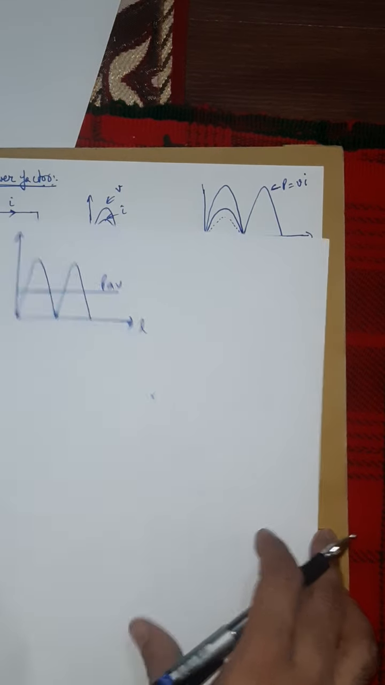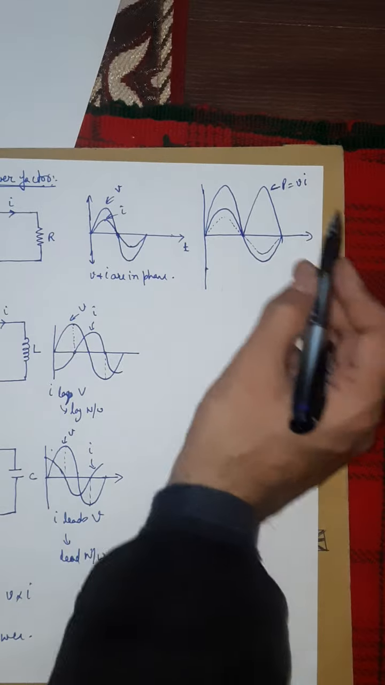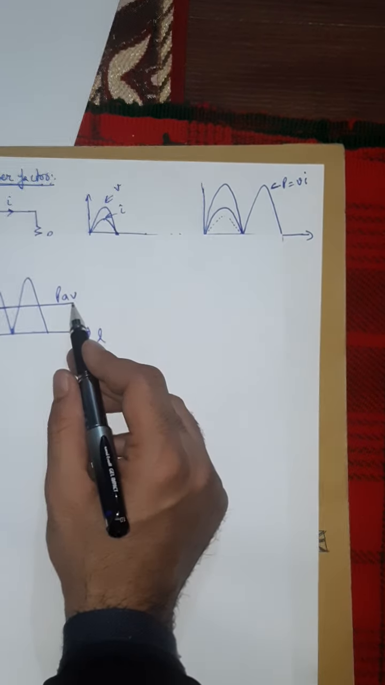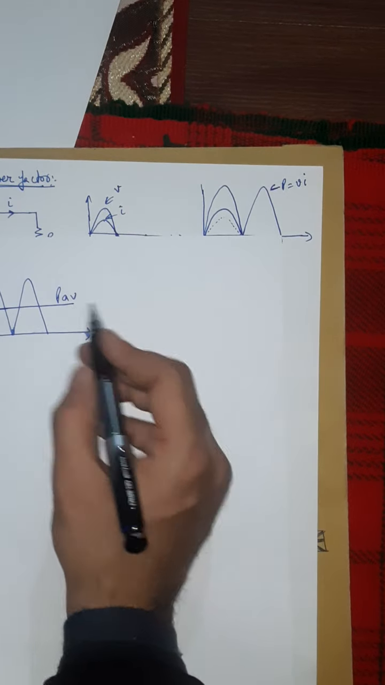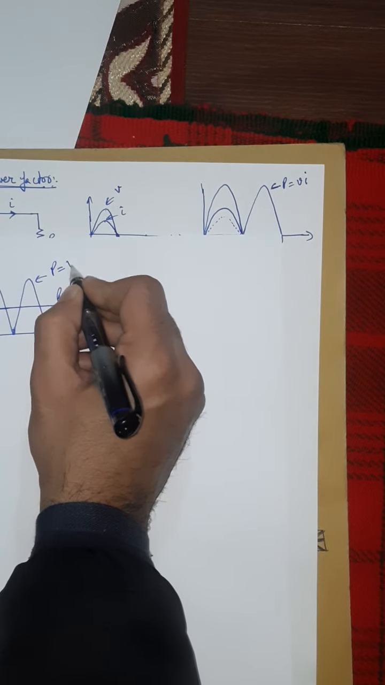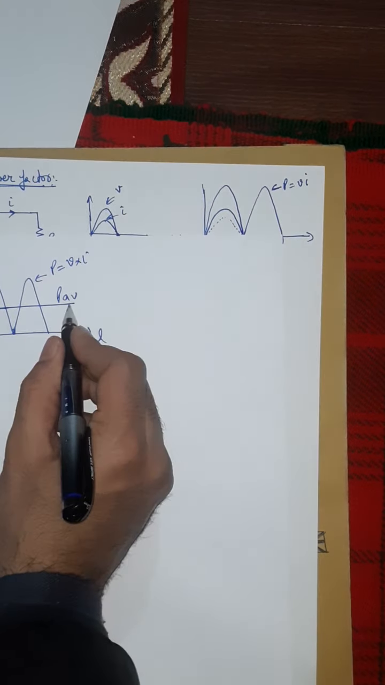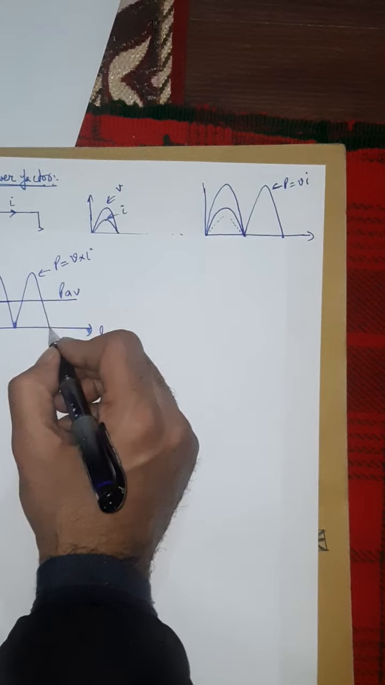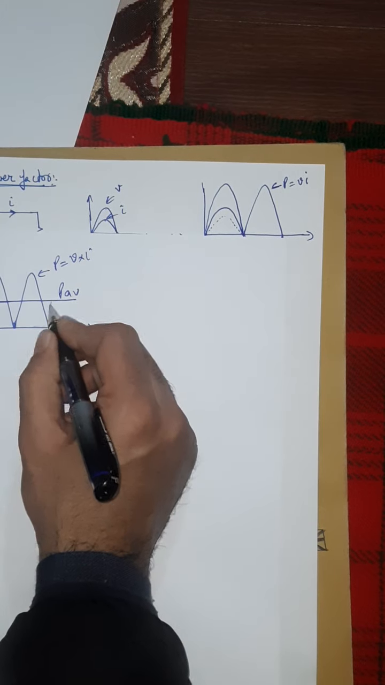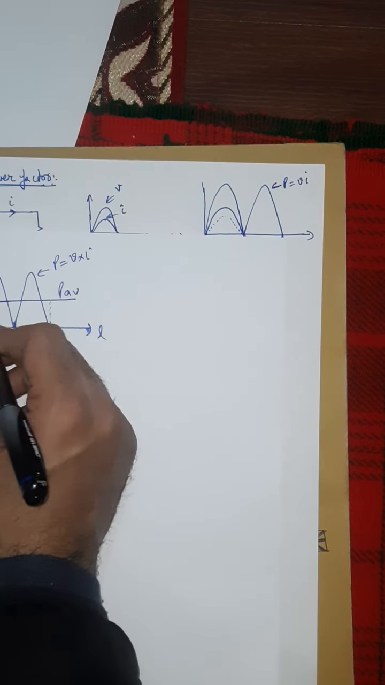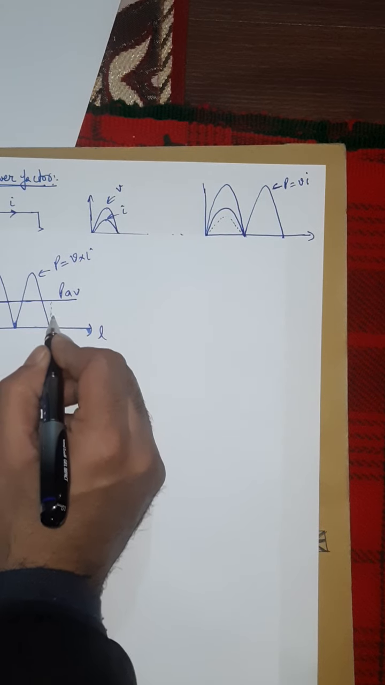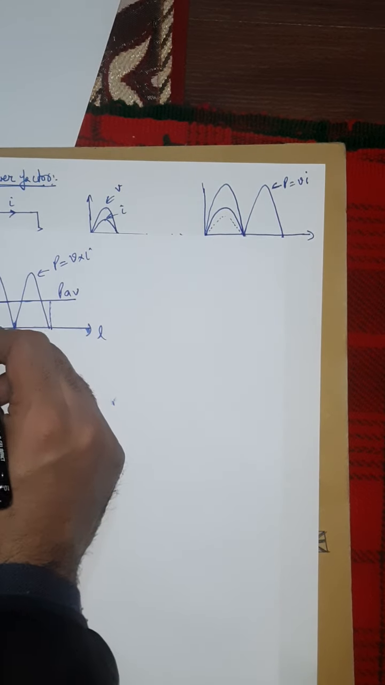Okay, so I got the average value of the power. I have shown you here P average, the average power. This power is nothing but P is equal to V into I, and this is the average power. It comes up to this point here. If I take the second cycle, it will go here. The area under this curve is my average power.